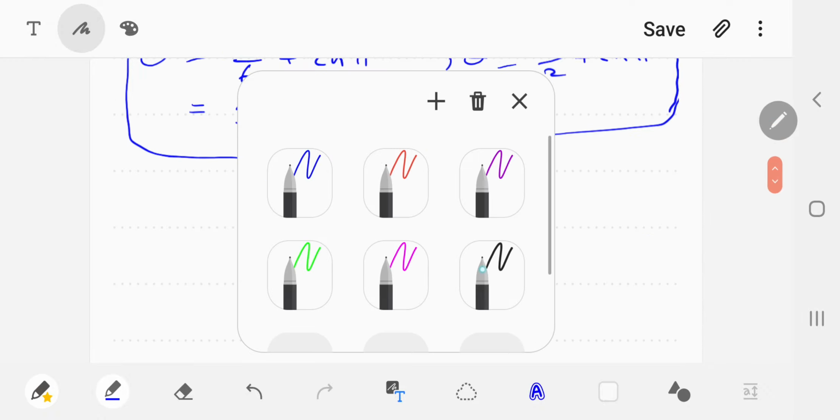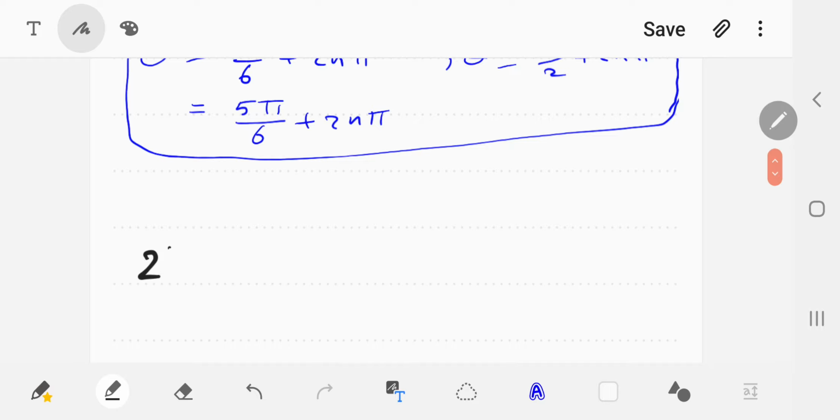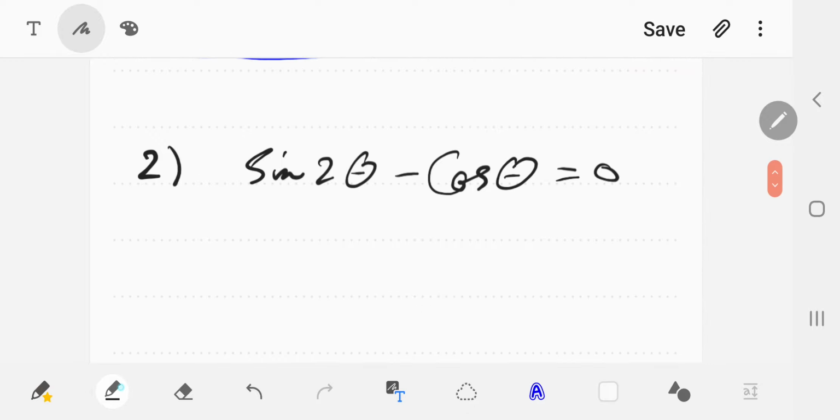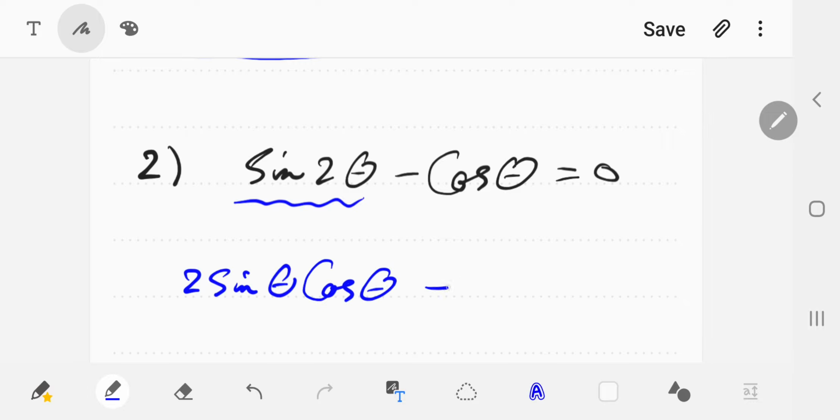Let's have another look at another example. Let's say that I have this example. Sine 2 theta minus cosine theta equals 0. This one, what am I supposed to do with it? What do we have here? Sorry. Sine 2 theta, that's a double angle. So we can say this is 2 sine theta cosine theta minus cosine theta equals 0.